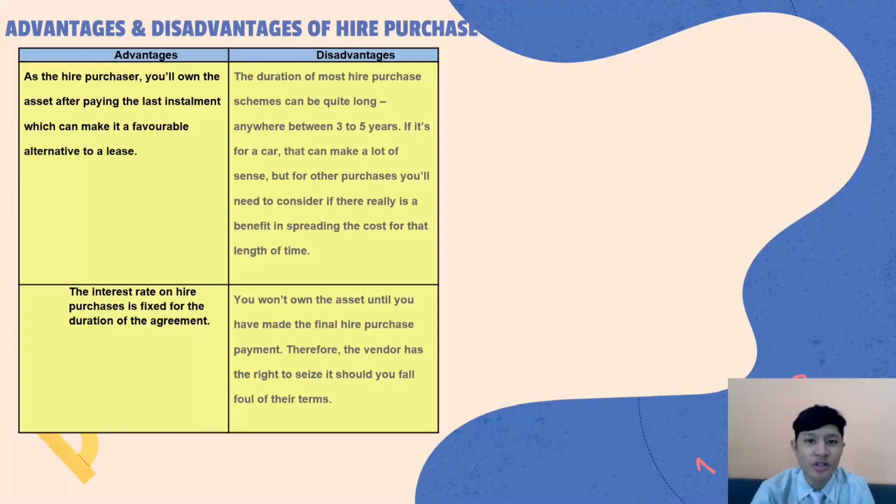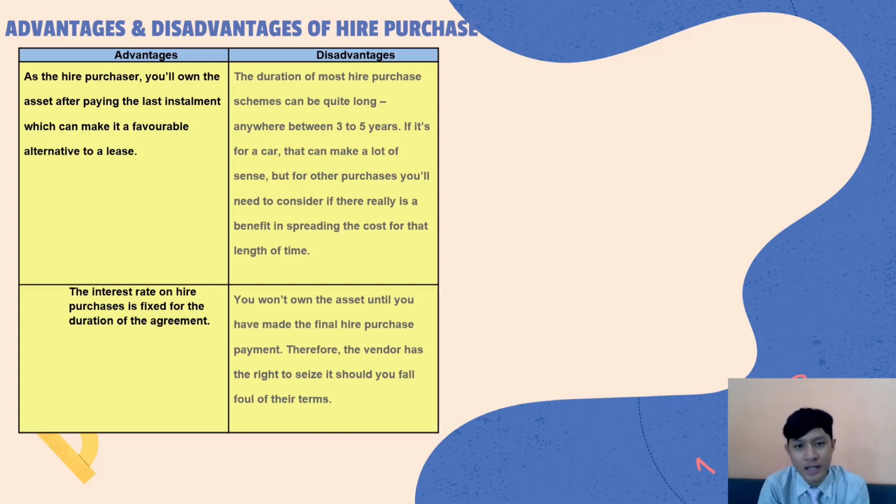Okay, so now we talk about the advantages and disadvantages of hire purchase. The advantage of hire purchase is that, as the hire purchaser, you will own the asset after paying the last installment, which makes it a favorable alternative to lease. The second is that the interest rate on hire purchase is fixed for the duration of the agreement, which means the rate cannot be changed during the duration of the agreement.